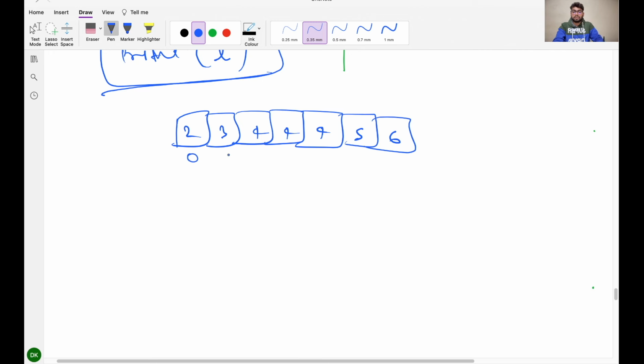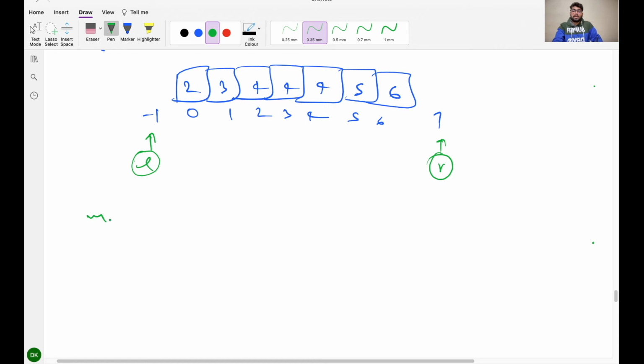And my index is 0 1 2 3 4 5 6. This is my -1, this is 7. So initially in my step 4 I set a limit that is L from -1 and R from 7. So what is M? 7 minus 1 divided by 2, that is 3. So over here M is at 3.